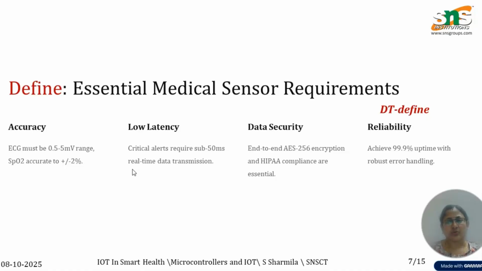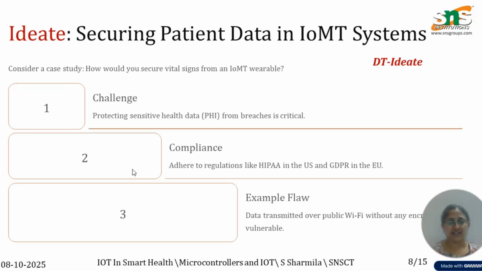Now let's move on to the design thinking ideate stage. In the ideate stage, we brainstorm how to protect sensitive health data. Patient information, also known as PHI, must remain secure and compliant with laws like HIPAA and GDPR. For instance, if data is sent over public Wi-Fi without encryption, it becomes highly vulnerable, so strong protection is essential.